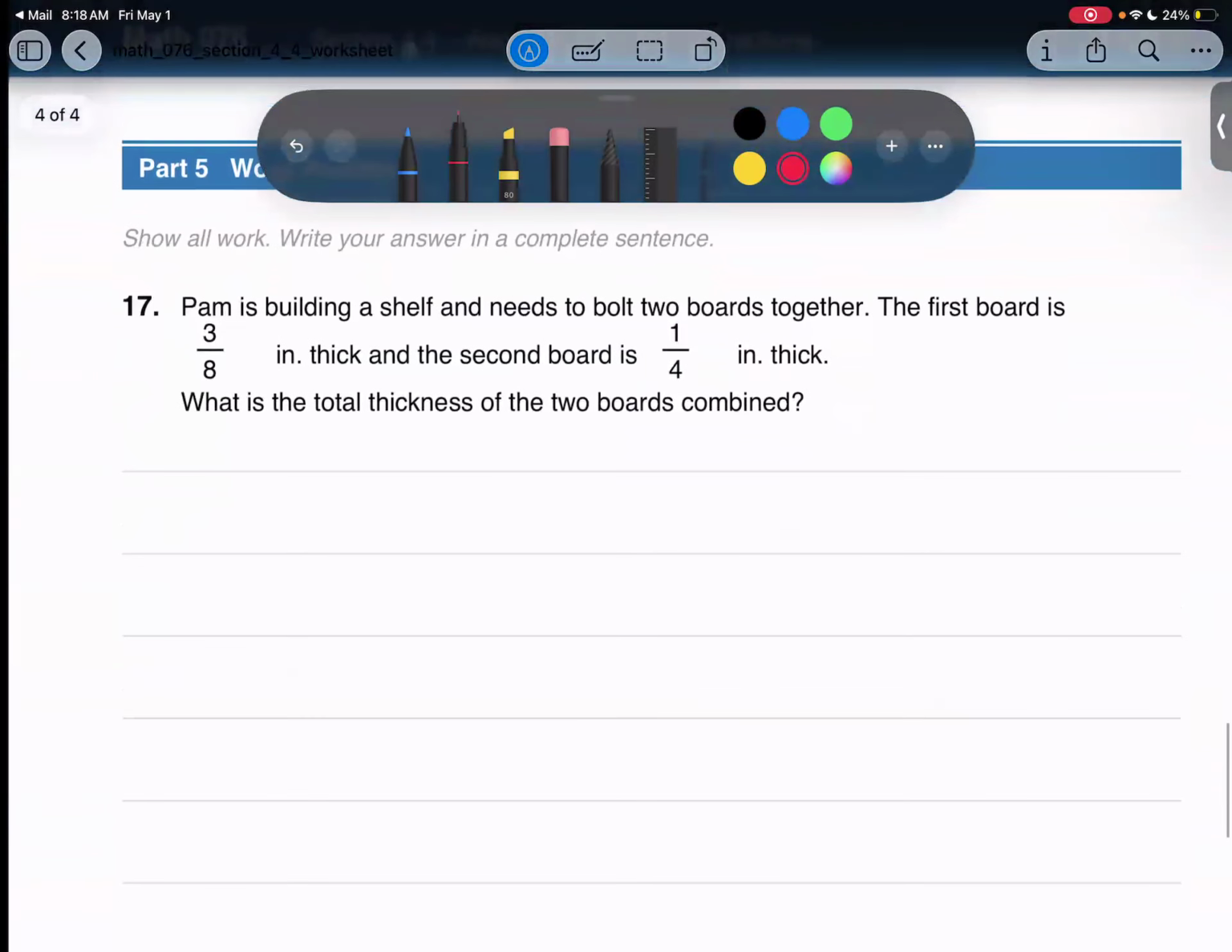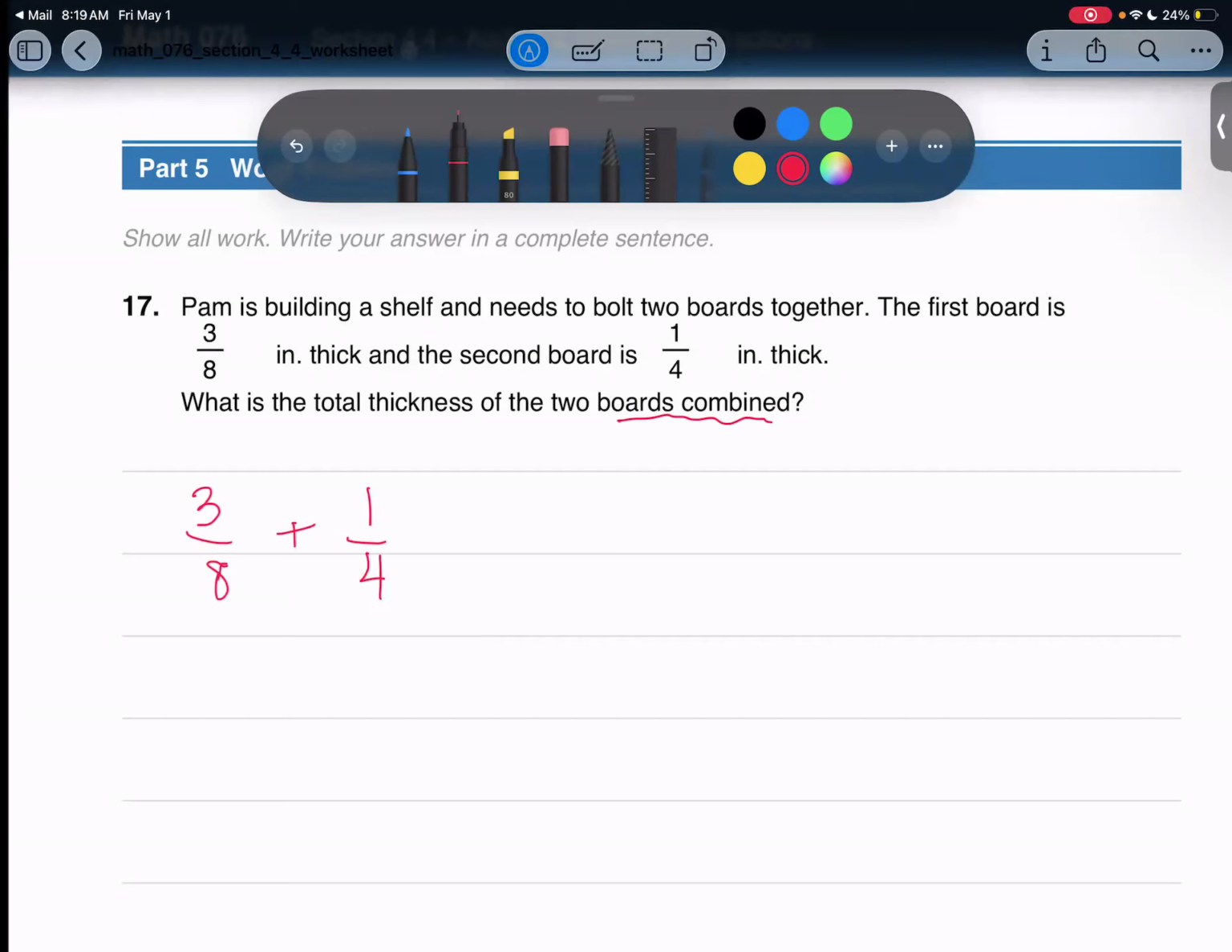Okay. Got a word problem. Pam is building a shelf and needs to bolt two boards together. The first board is 3/8 inches thick, and the second is 1/4 inch thick. What is the total thickness of the two boards combined? So what does this tell us? Is it adding, subtracting, multiplying, dividing? It is adding because we're saying combined. So we're going to add 3/8 plus 1/4 together.